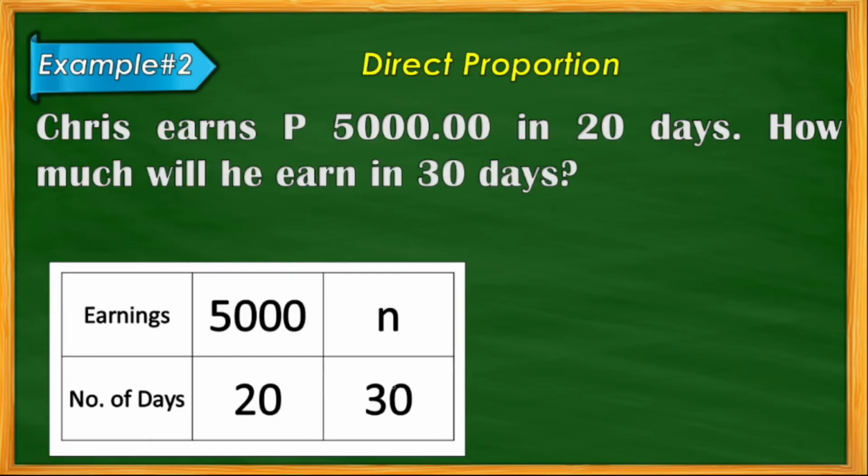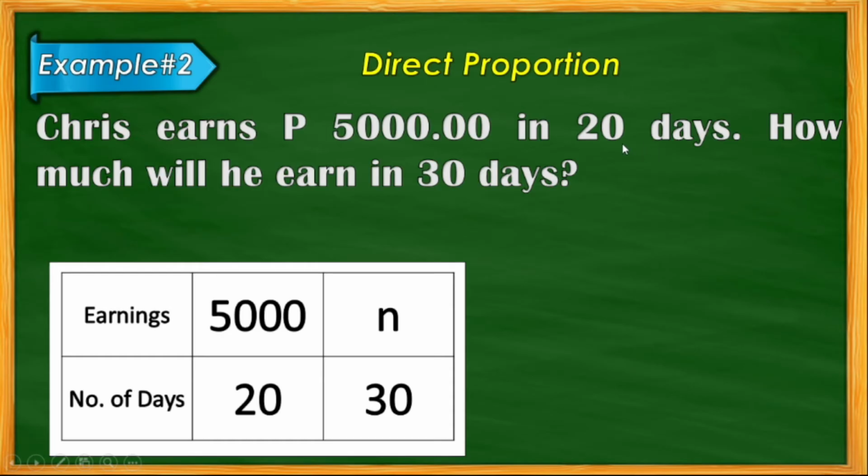Okay, let's proceed to example number 2. Example number 2 again is a direct proportion. So to solve for the direct proportion, again cross multiply and then divide. So the problem is Chris earned 5,000 pesos in 20 days. How much will he earn in 30 days? So this would be the earnings, 5,000. Number of days is 20.